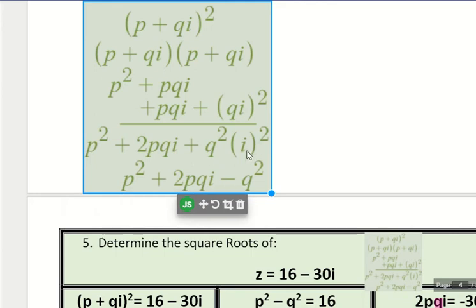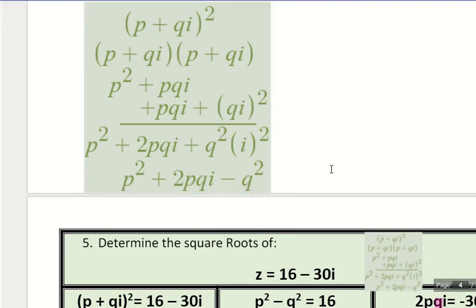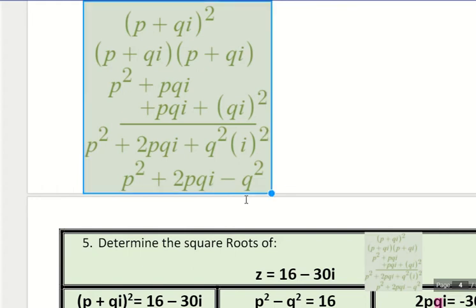squared times i squared. But remember, i squared is -1. So when we multiply that positive q squared times the -1, we actually get negative q squared. Now, I'm going to break this down and use it for question number 5.